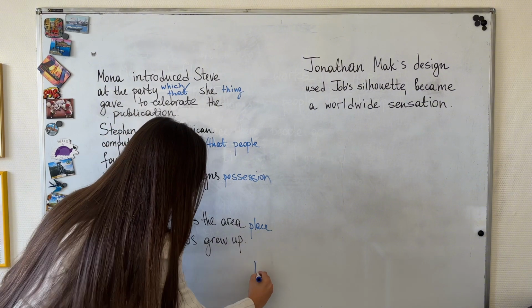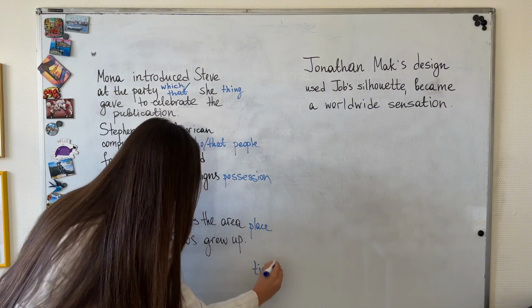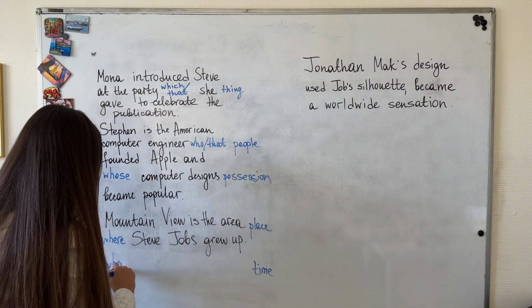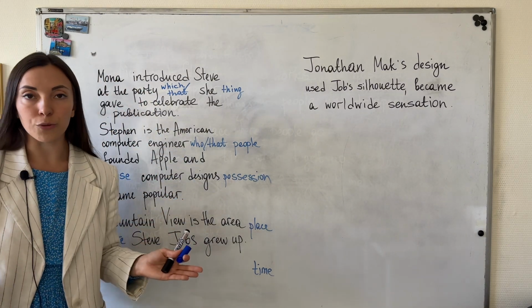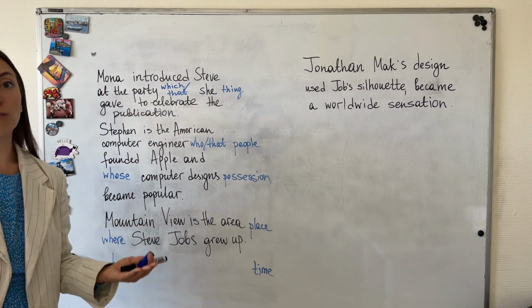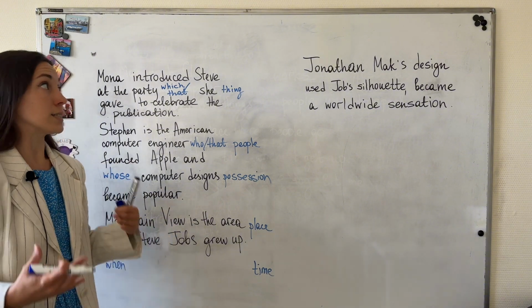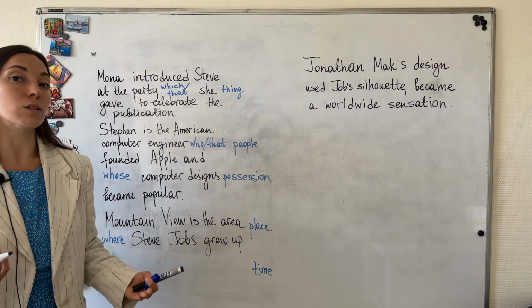What about time? Of course, we will use when. This is the time when I wake up. Okay, what do we call all these words? We call them relative pronouns, and sentences with them are called relative clause.